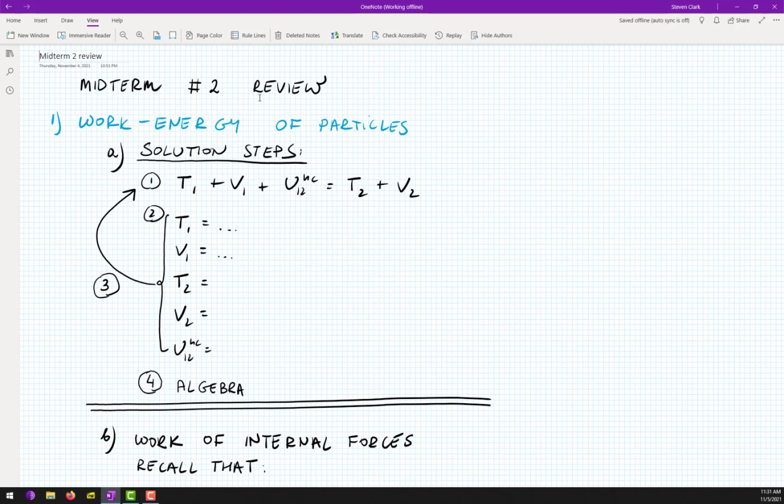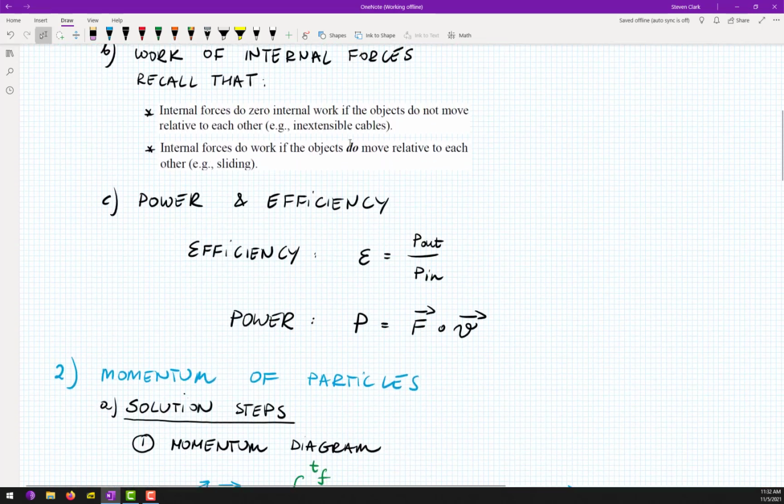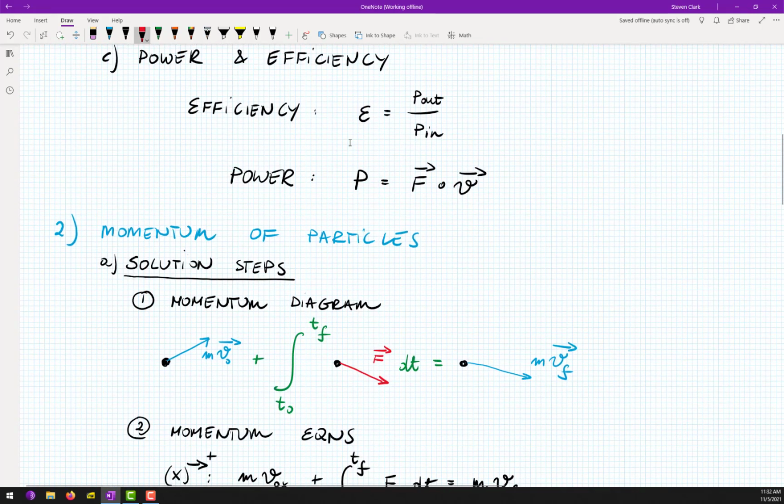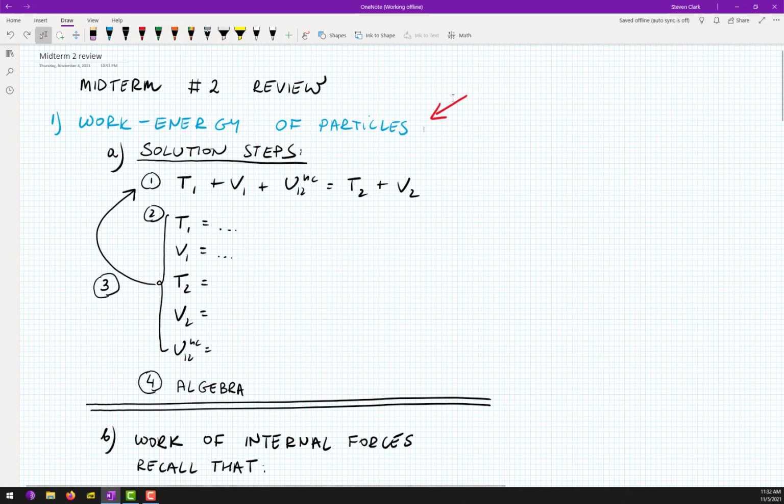So, what is the content of the review of material of midterm 2? What is the content of midterm 2? Work energy of particles. And if I scroll down the board, there will also be something in blue. Aha, yes, and momentum of particles. Okay, so let us start from the beginning.